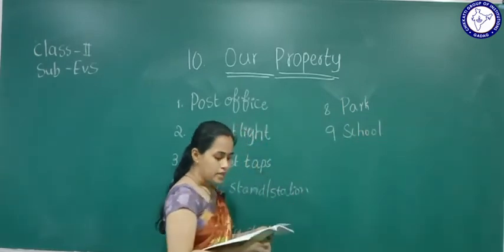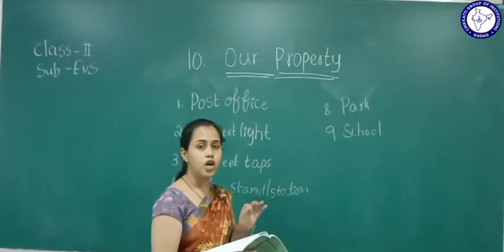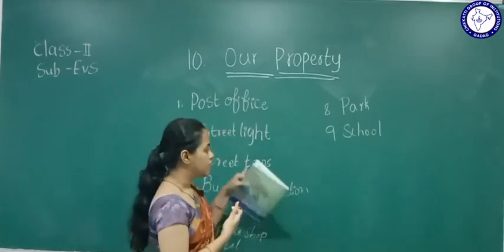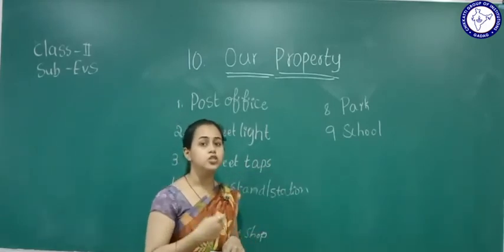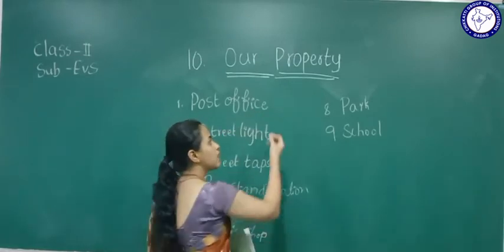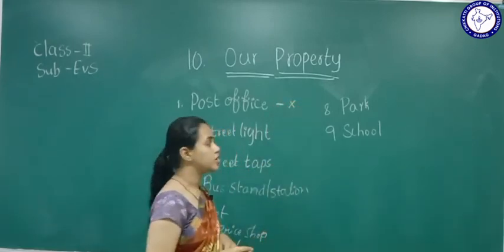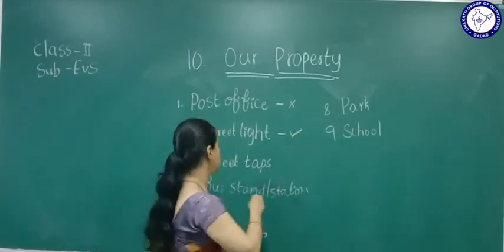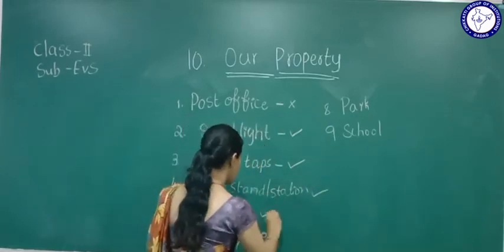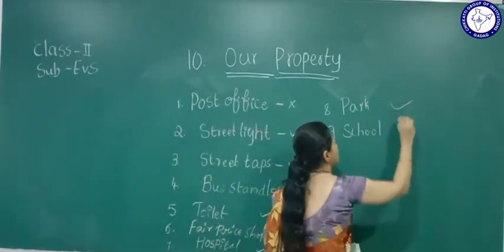So here they said, if these are in your locality, put a right mark. If not, you should cross it. I have not seen it. I am writing about things which are near my house, right? If it is the post office, I did not see it in my near locality, so I just put a cross. Street light, yes, I can see. Street taps, yes. Bus station, yes. Toilet, yes. Fair price shop, yes. Hospital, yes. Park, yes. Even school, yes, right?